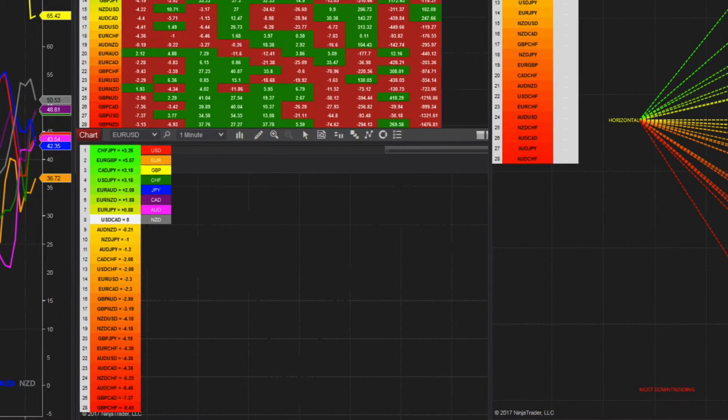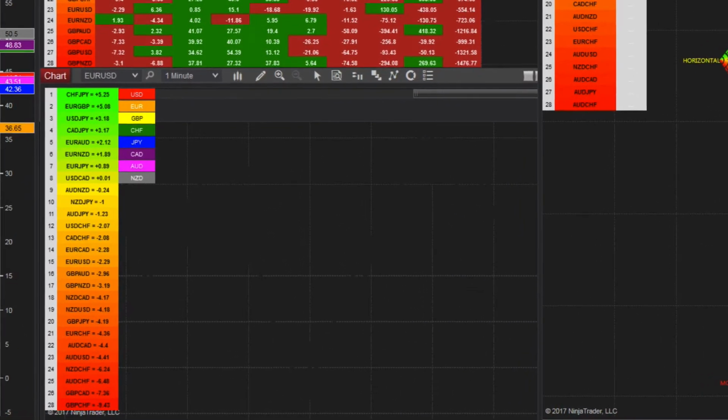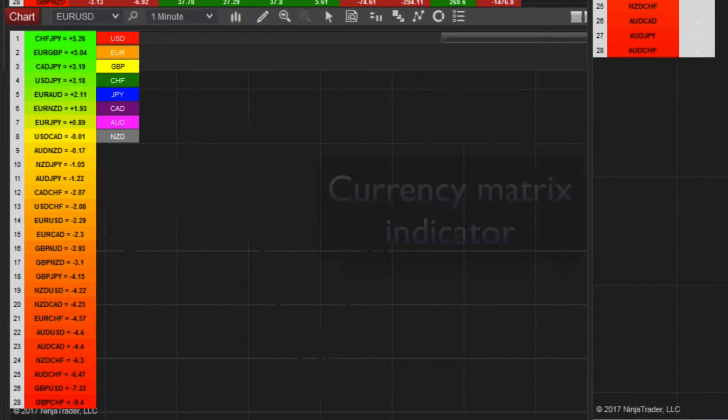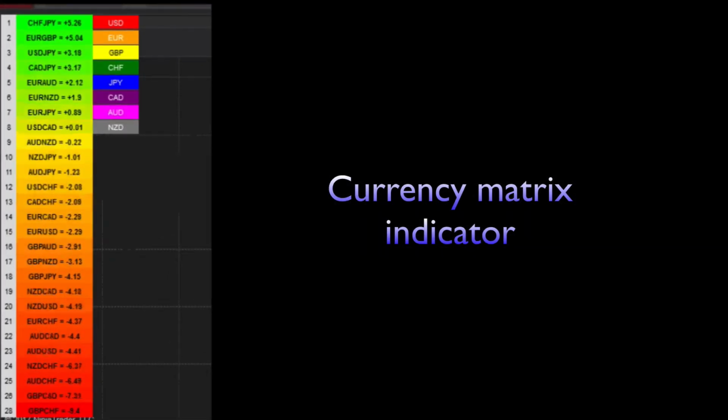From the currency array, we move to the currency matrix indicator. This ranks the 28 currency pairs in a leaderboard of strength and weakness in your chosen time frame. Here, you will see instantly those currency pairs which are rising, those which are falling, and those at the extremes of strength and weakness. In addition, by selecting one currency, the pairs in the currency complex are highlighted, which then confirms whether sentiment for the currency is universal.